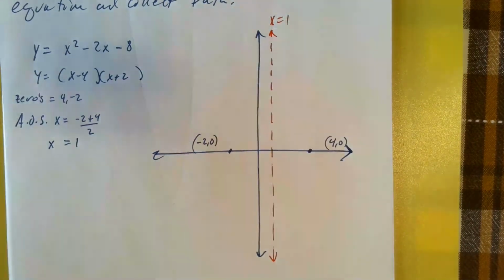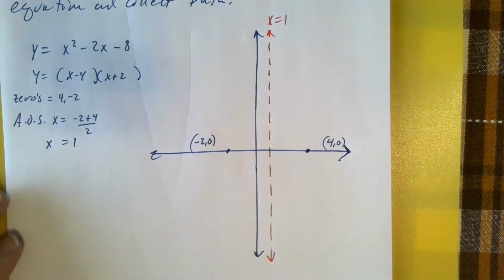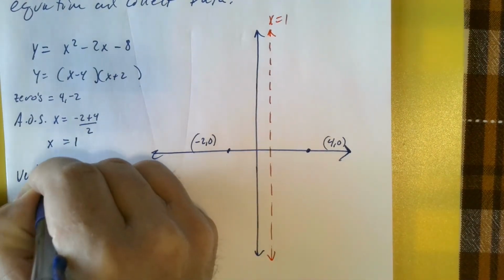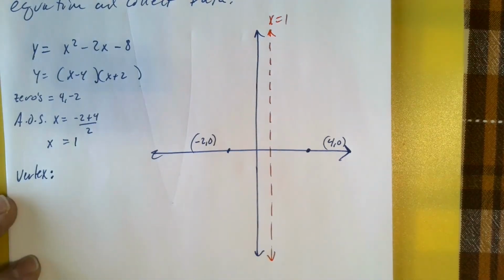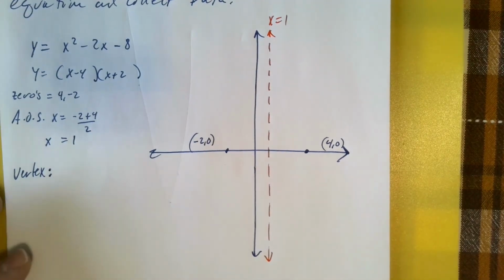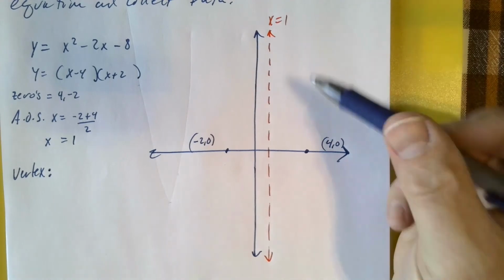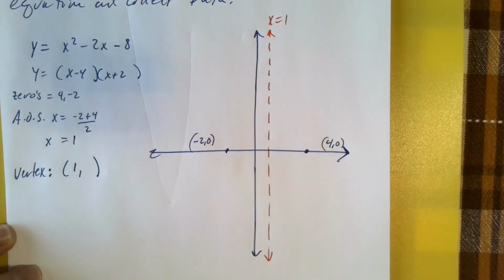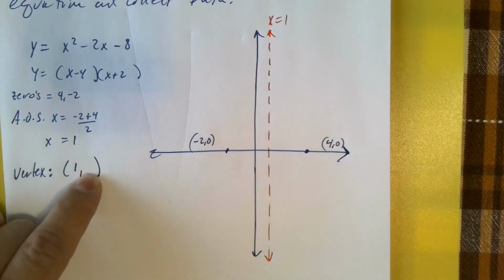Now from there, I need to find my vertex. Okay, my vertex. Okay, how did I find my vertex? Well, I already know the x value of my vertex. My vertex is going to occur at 1 and something, right? How do I find that value of my vertex? Don't you replace x with 1?